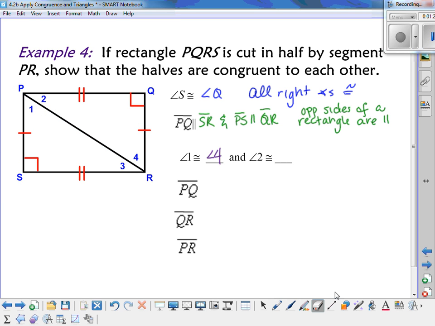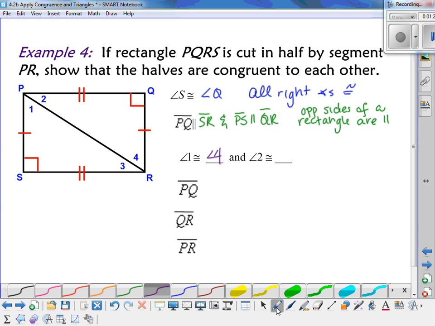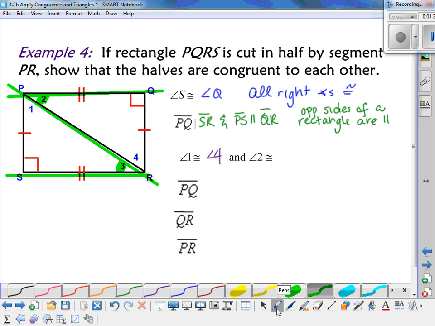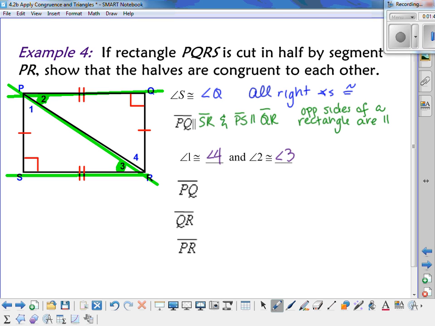And then looking at the other lines as my parallel lines, looking here at PQ parallel to SR, again, PR is my transversal. This time my alternate interior angles are 2 and 3. So angle 2 would be congruent to angle 3. And both of those are congruent by the alternate interior angle theorem.